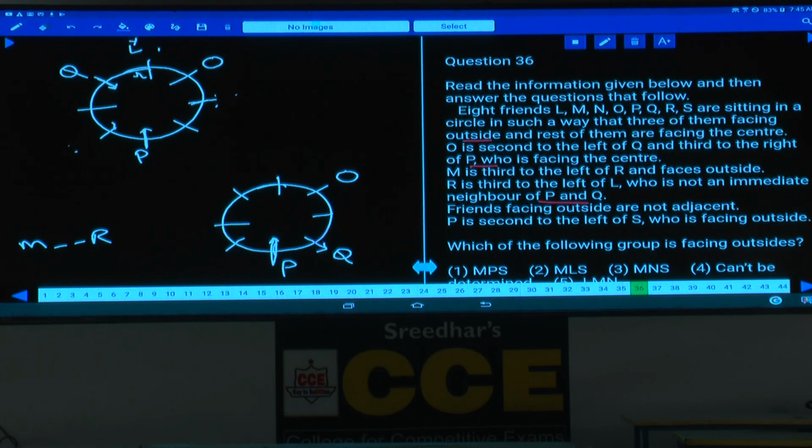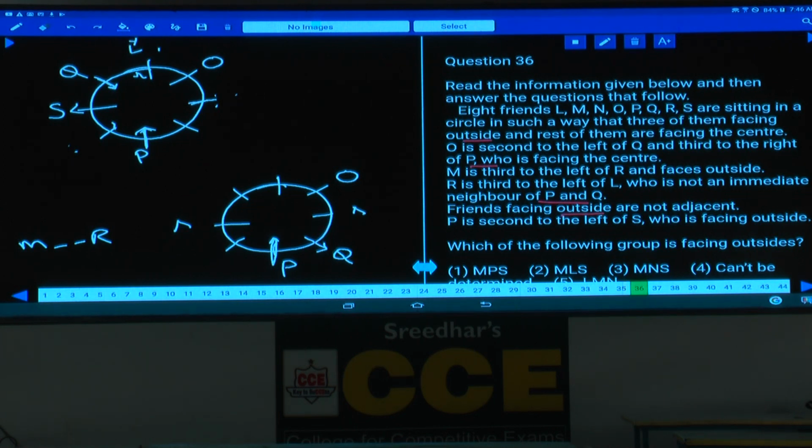As S cannot be here, then where should this S be? S must be here. If S is here and P is seated second to the left of S, now this S must be away from the center. Then only P sits second to the left of S. As P sits second to the left of S, and friends facing outside are not adjacent. Now in this one, P sits second to the left of S, S can be either here or here. Isn't it? There are 2 possibilities for this S.